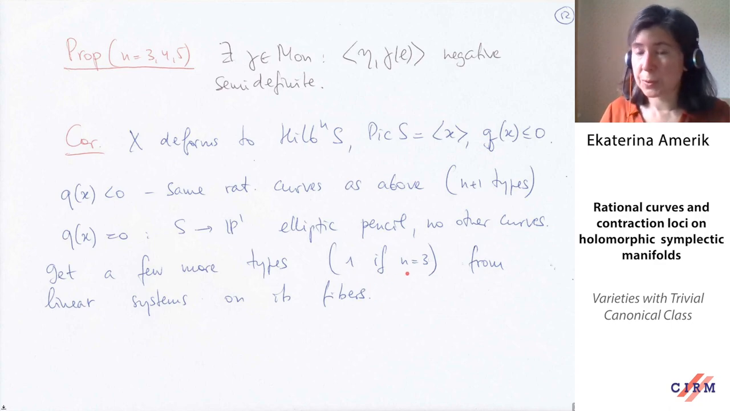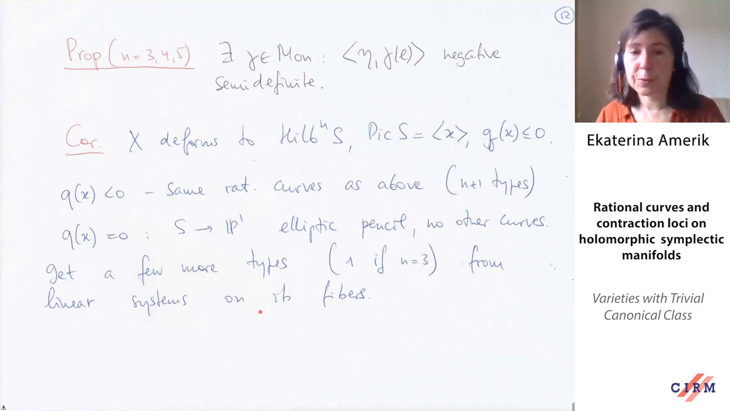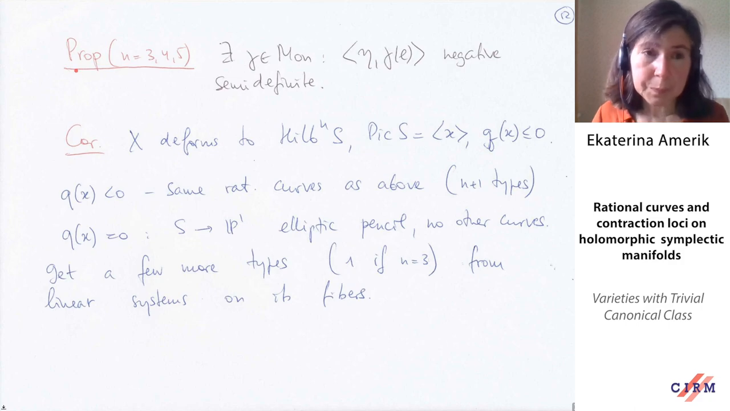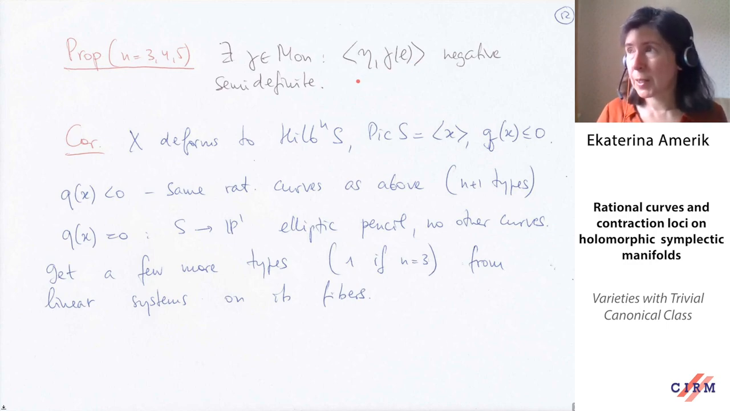This type is really different from those arising in the case n equal to 2. And you have, in the same way, a few more types in the case n is 4 or 5. This proposition unfortunately holds only for n up to 5. After this, you cannot always deform to this negative semi-definite case.